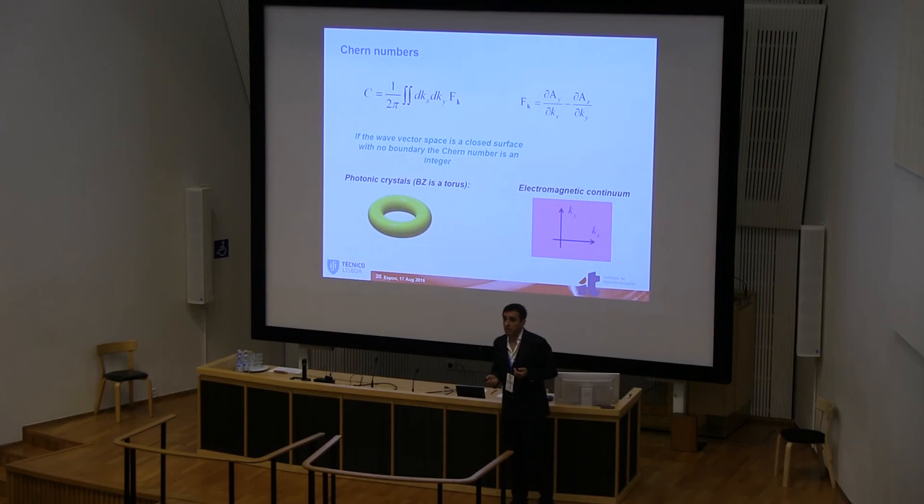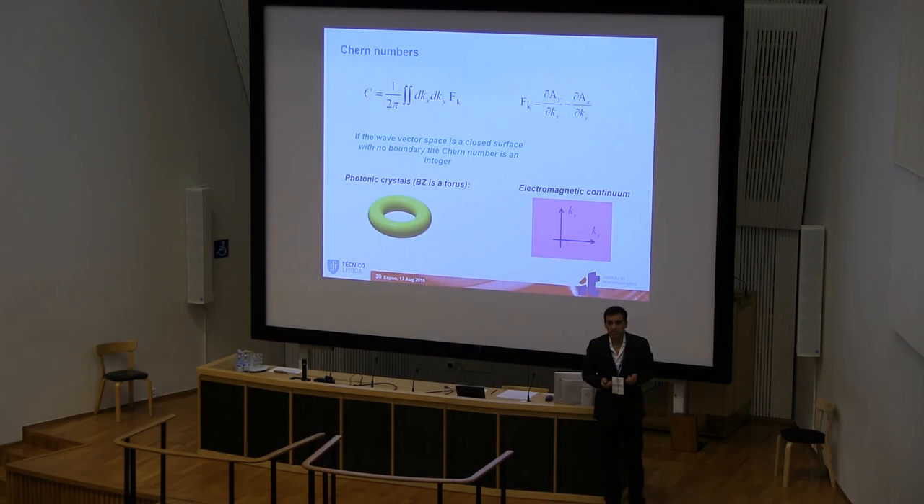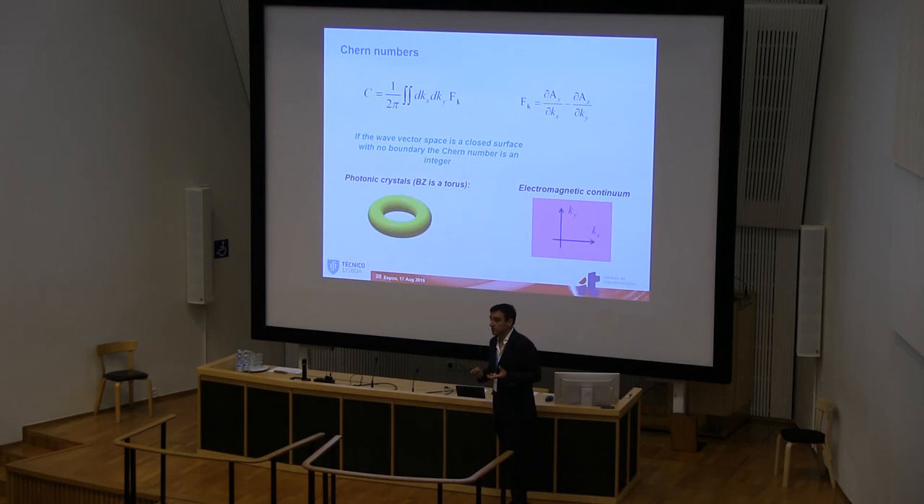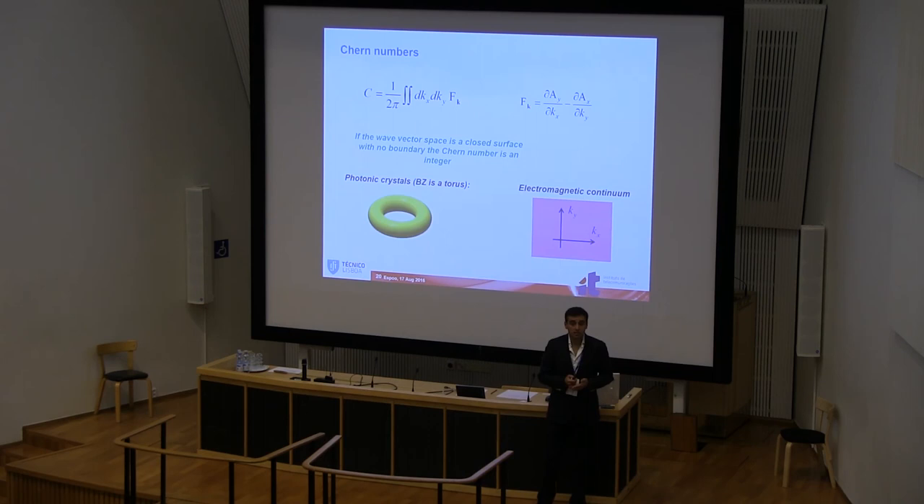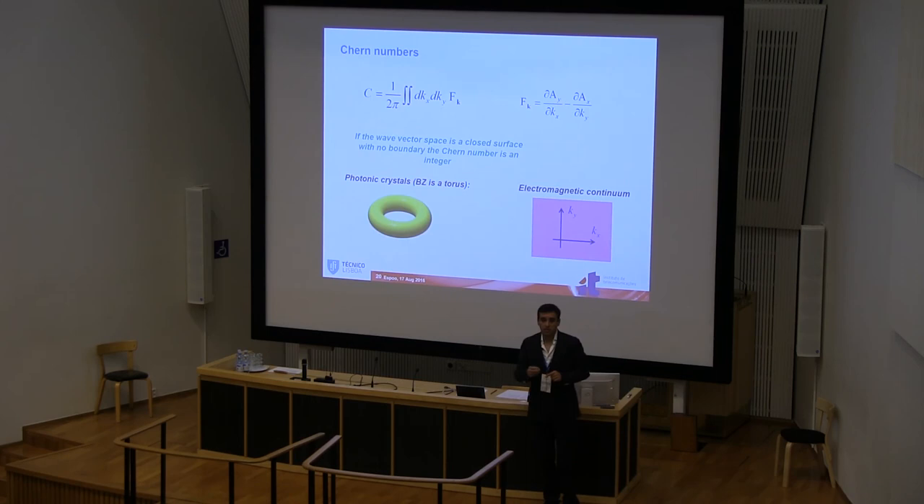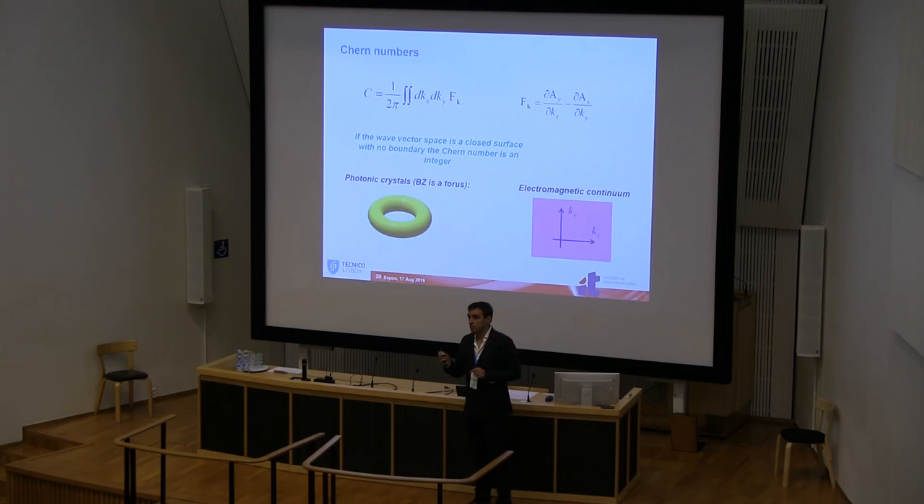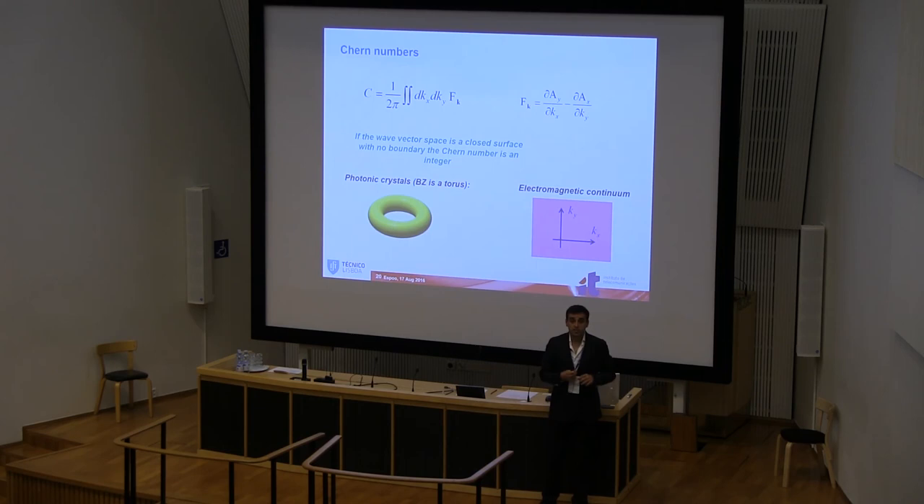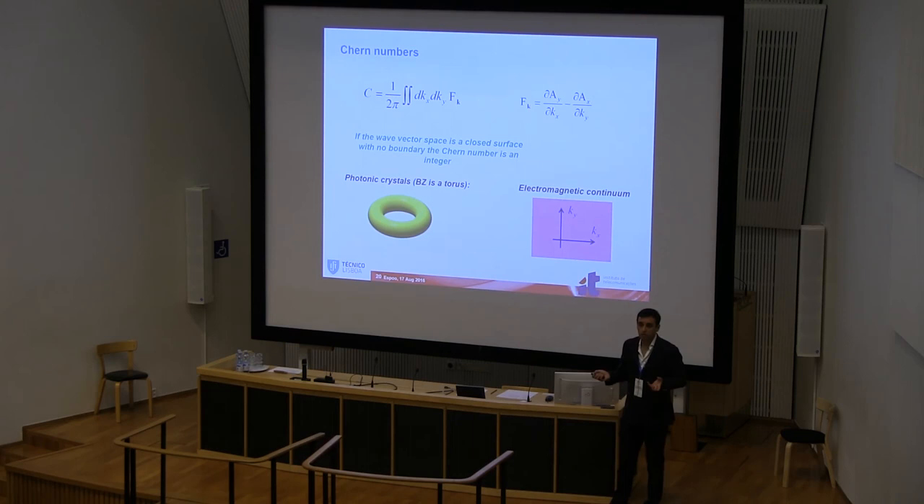The problem is that we can guarantee that this is an integer, the Chern number, that is, there is this theorem that guarantees that this is an integer if the wave vector space is a closed surface with no boundary. So if it's a photonic crystal, this is guaranteed, because in a photonic crystal, we are just propagating along x and y, and we know that in a photonic crystal the wave vector space is periodic, which means that kx is a cyclic variable, ky is a cyclic variable, so basically it's like a circle, and the wave vector space is the product of two circles, which is a torus, okay? So it's a closed surface with no boundary.